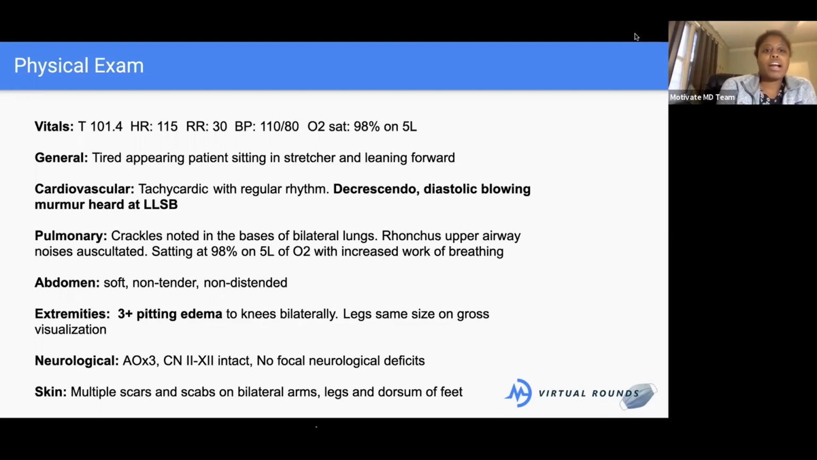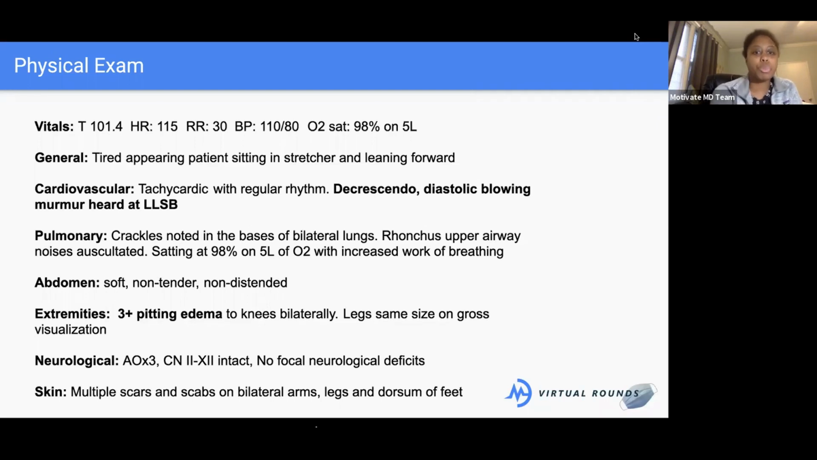Pulmonary, so he had crackles in the base of his lungs, and also very rhonchorous breathing in the upper airway, so in his upper lung fields. And as I mentioned before, he was satting 98% on 5 liters of oxygen and seemed to be having increased work of breathing. He was only speaking 3 to 4 words before he had to take a breath and take a break. His abdomen was soft, non-tender, non-distended.